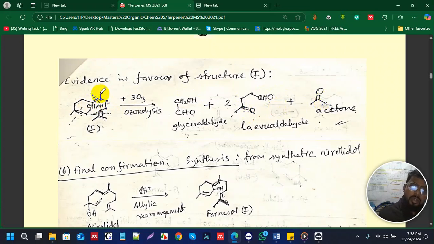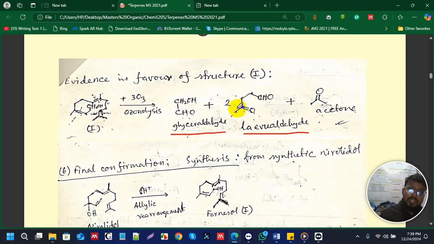Similarly, here will be a ketone as usual. It will be converted into CHO, and again into CH3 COCH3, acetone. That means glyceraldehyde will be produced from this portion. From this portion it will be laevulinaldehyde, and from this portion it will be laevulinaldehyde. That means two molecules of laevulinaldehyde will be produced.